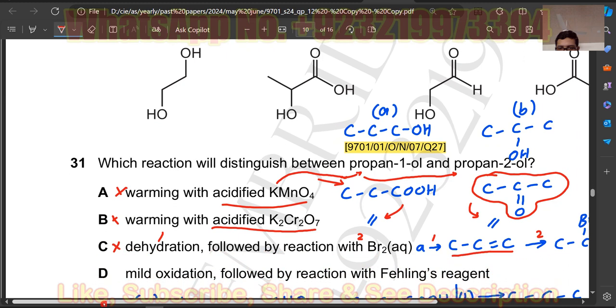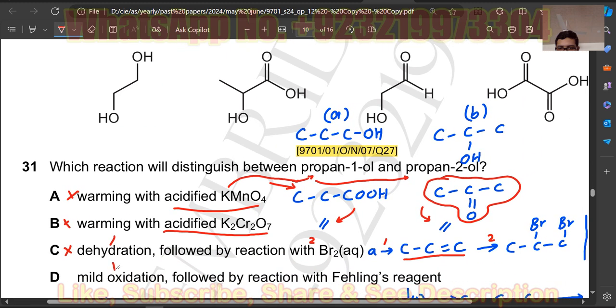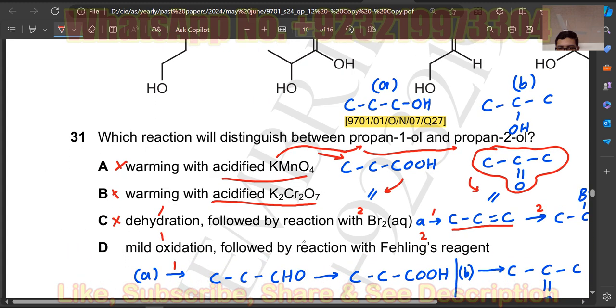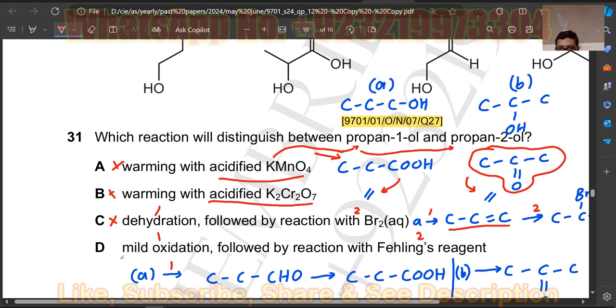Then comes the D option. The D option says you have to do the mild oxidation firstly and then react with Fehling's reagent. Okay, now if we do the mild oxidation for molecule A, then you will get an aldehyde because it is a primary alcohol, and it has stated mild, which means we have to limit the oxidation step, which means we will stop this at aldehyde formation. Now this aldehyde should be reacted with Fehling's reagent, and Fehling's reagent, as you know, is a mild oxidizing agent. It will convert it into the carboxylic acid, and this is a positive test.